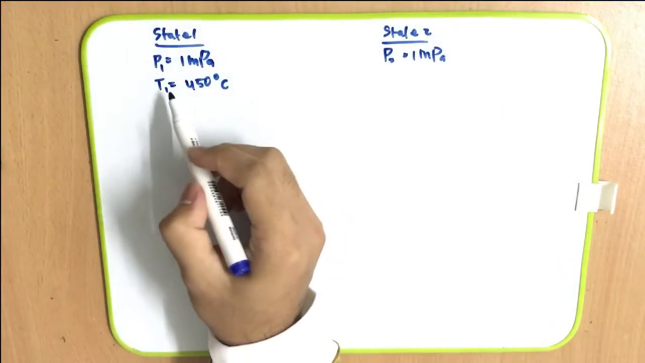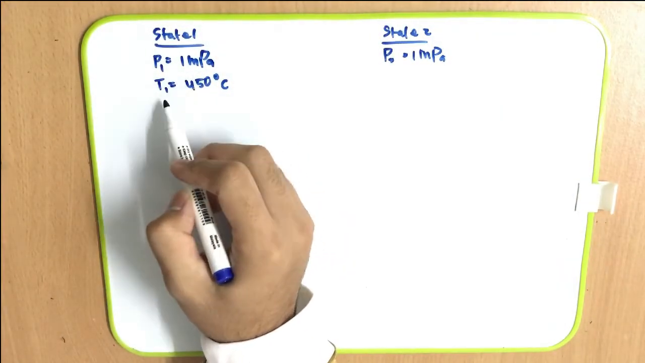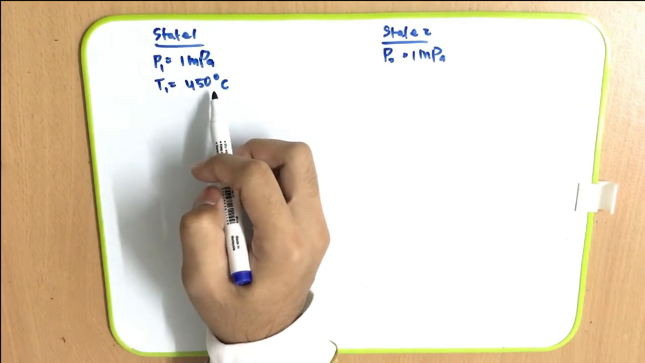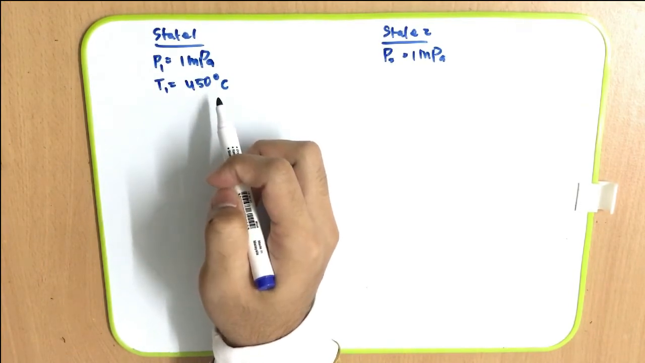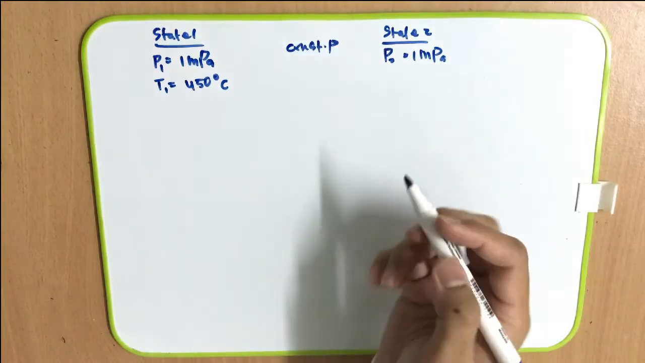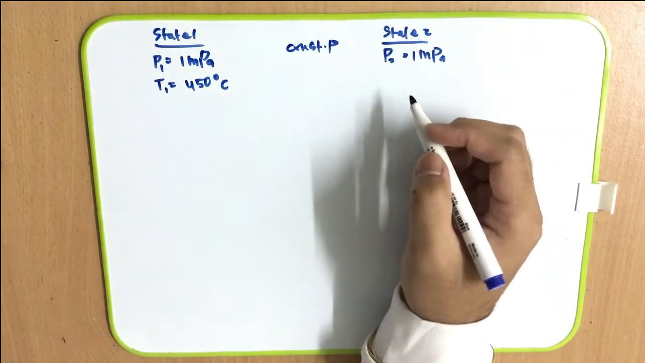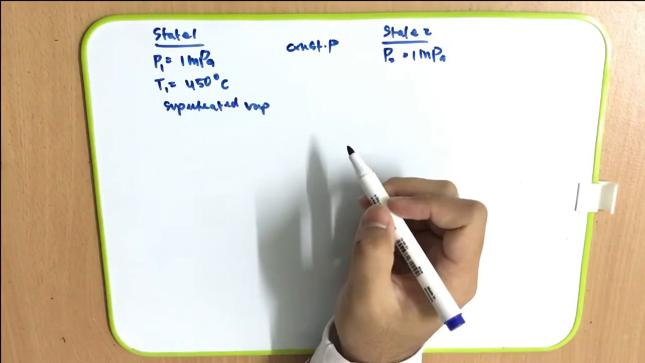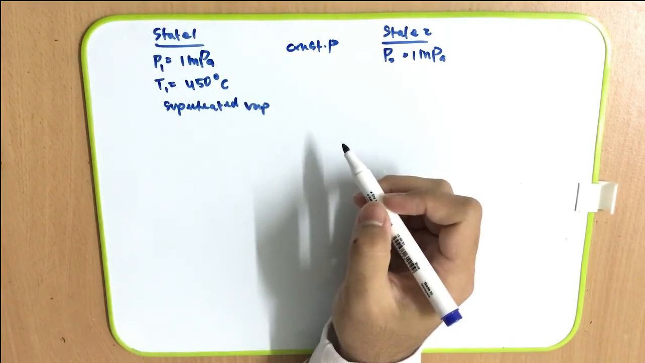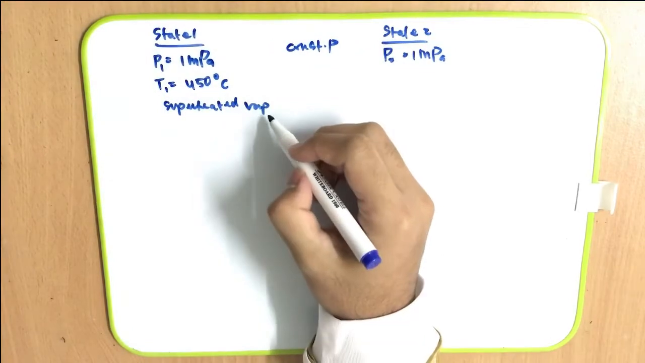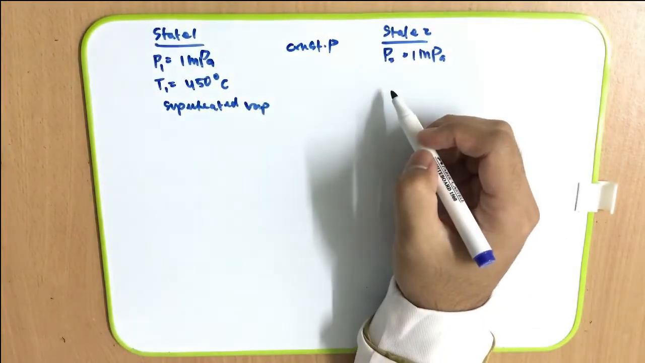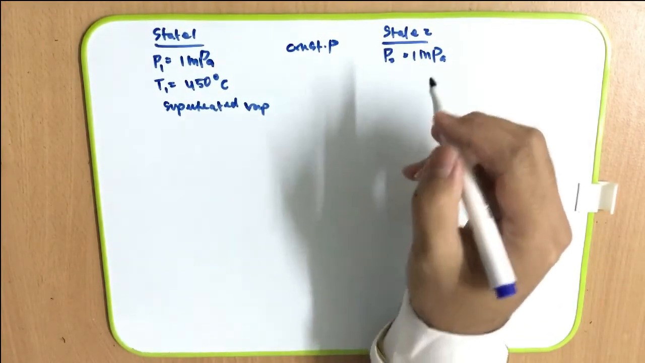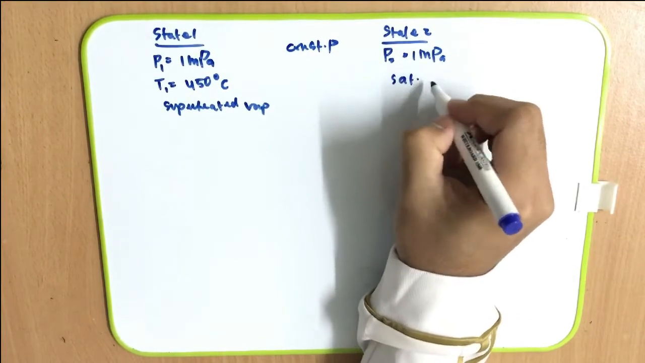From the question, we have a piston cylinder device in which initially the pressure is 1 megapascal and the temperature is 450 degrees C. Now the steam is cooled at constant pressure until it first starts to condense. So state 1, we have steam which is superheated vapor. What it means to first start condensing is that this superheated vapor will reach the point where it can be condensed, meaning it is saturated vapor.